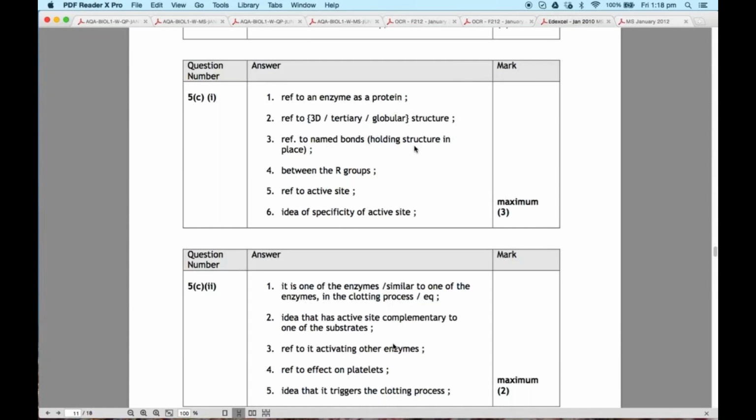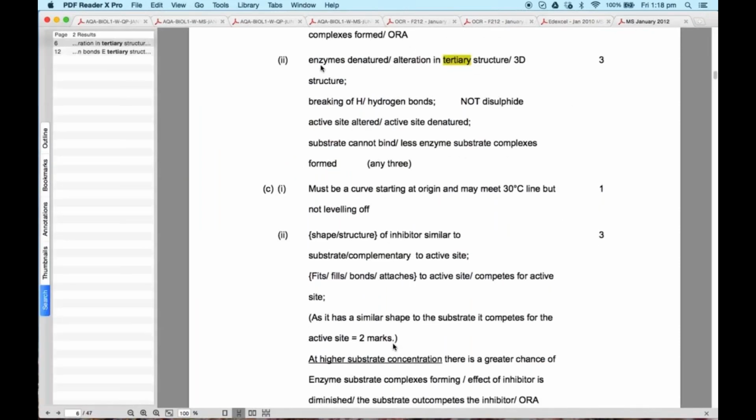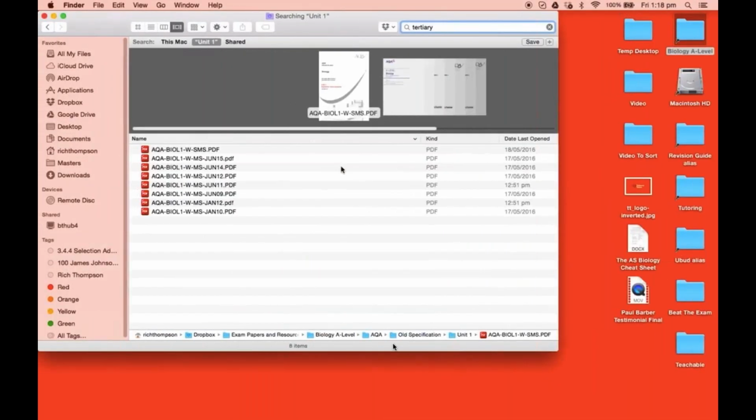Ionic and hydrogen bonds between the R groups, which is generally where the big bonding takes place; reference to the active site and the idea of specificity of the active site, like the questions we've looked at already. Last but not least, WJEC, answer only: enzyme is denatured or changes the tertiary structure. Breaking of the hydrogen bonds, active site is changed or active site is denatured, substrate cannot bind, less enzyme substrate complex is formed. I hope that I can show you that using these mark schemes is absolutely essential.